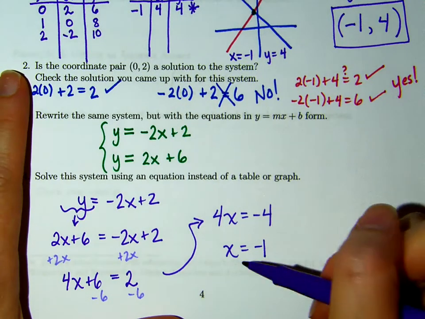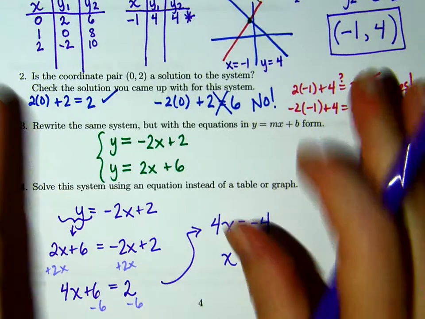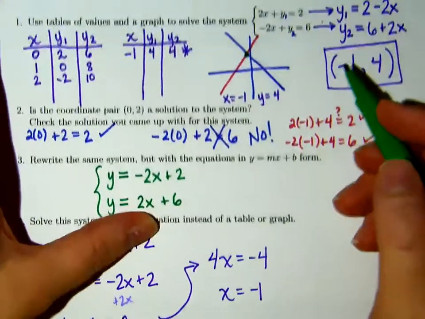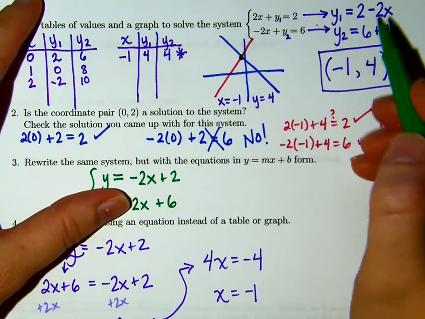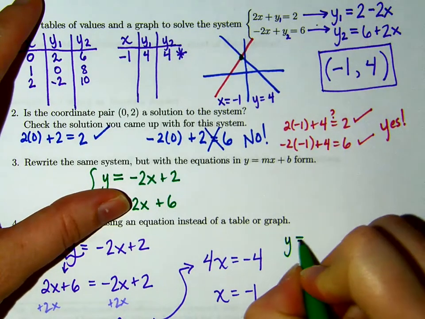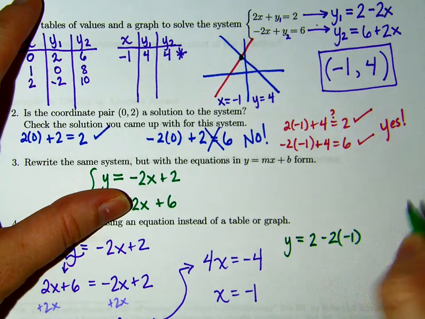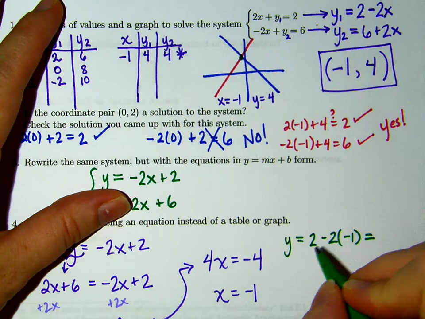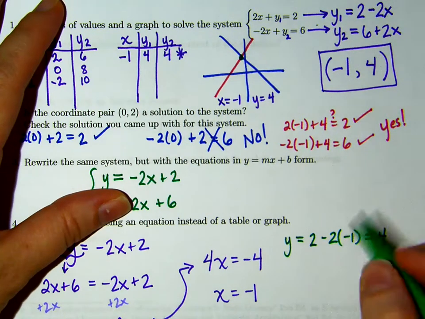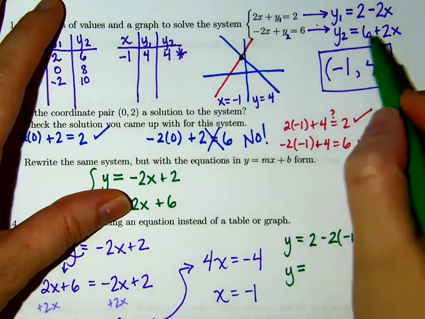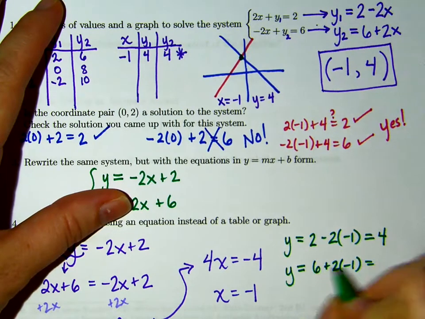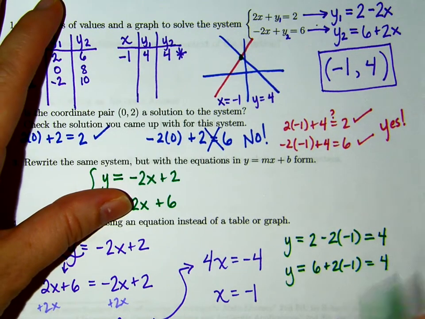And now all we would have to do is find the y that corresponds with that. Well, the good news is either equation will actually work. I'm going to go ahead and do it in both equations. So in the first equation, y equals 2 minus 2 times -1, and that's positive. So a negative times a negative makes positive, so 2 plus 2 is 4. And in the second one, if I put that -1 into the second one, 6 plus 2 times -1 is 6 minus 2, so that's also 4.